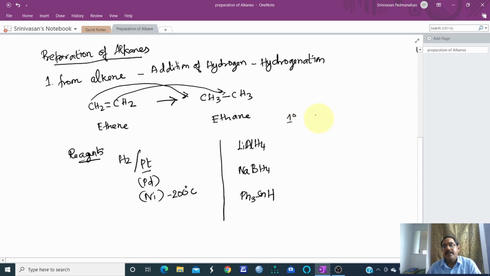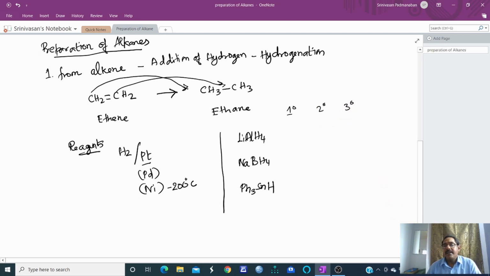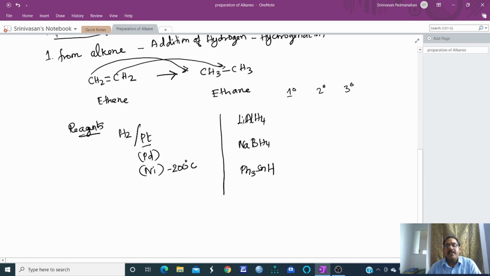Let us go for another concept: primary alkene, secondary alkene, and tertiary alkene. So what are primary alkenes? Just a little bit I will explain. Let us take an alkene first. I am drawing only the skeleton without hydrogen.